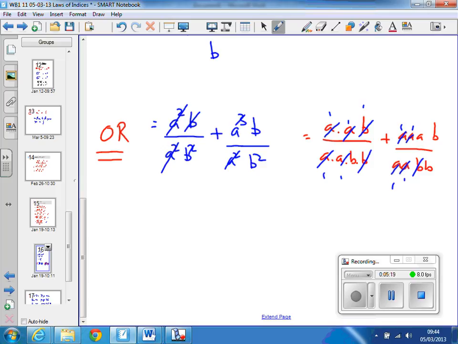And b's on the bottom, 1 of the b's on the top, bottom either cancels with the b on the top, leaving just b on the bottom. So this then equals 1 over b plus a over b, which is the same as we had before. So you can think of sort of cancelling out top and bottom by thinking of it in terms of what it means. Okay?